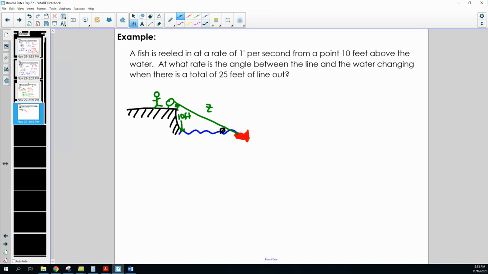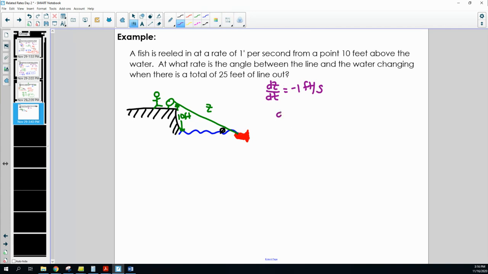So that means dz over dt, because I'm going to keep it in terms of the variable I'm using. z is the fishing line. If I'm pulling in the fishing line, the rate of change of that is 1 foot per second. It's going to be negative 1 foot per second because the line is being reeled in. The line is getting smaller, so it's being reeled in at negative 1 feet per second. They want us to find the rate of change that the angle is changing.